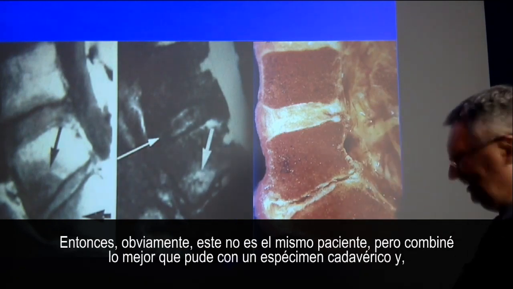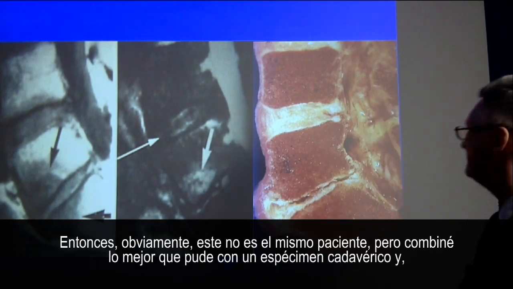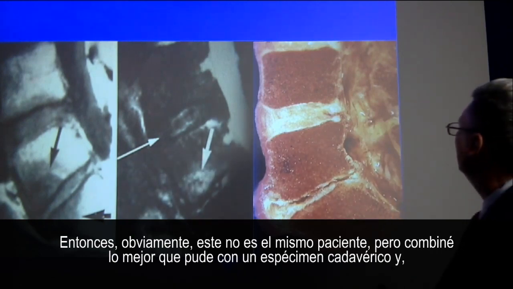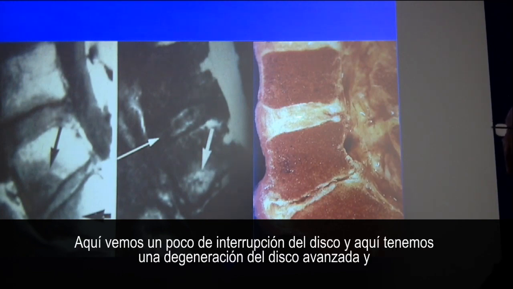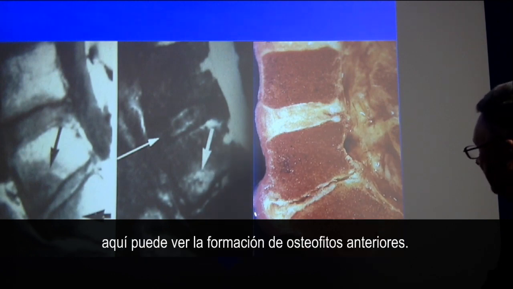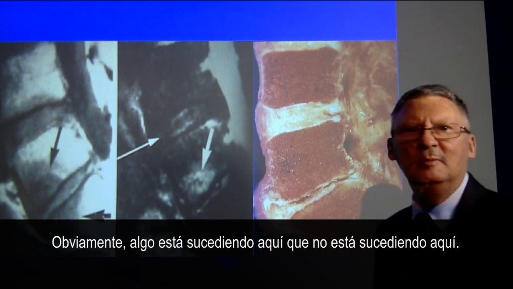So this obviously isn't the same patient, but I matched as best I could with a cadaveric specimen. And as you can see, we have this nice healthy red marrow here. Here we see a little bit of disruption of the disc. And here we have advanced disc degeneration, and you can see the anterior osteophyte formation here. Obviously, something's going on here that isn't going on here.